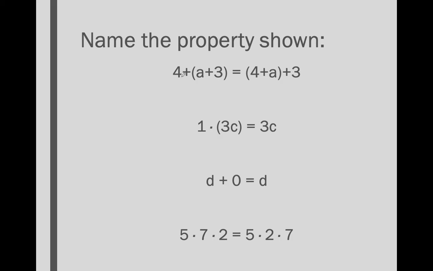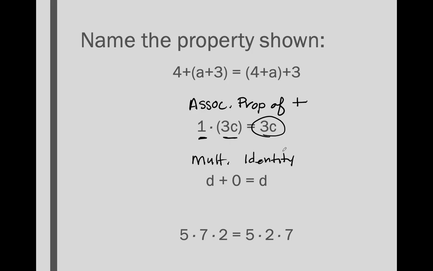This first one, you can see that the grouping is changed, so that is the associative property of addition. In this second example, we multiplied 1 times 3c and we got the same result back, so that is the multiplicative identity. In this example, we added 0, d plus 0, and we still get d as our result. That is the additive identity.